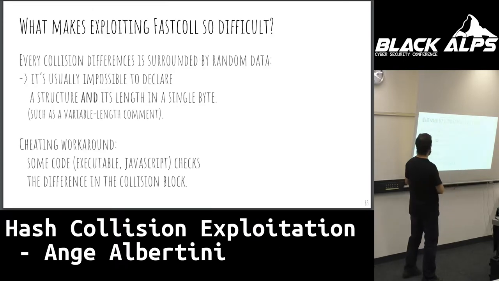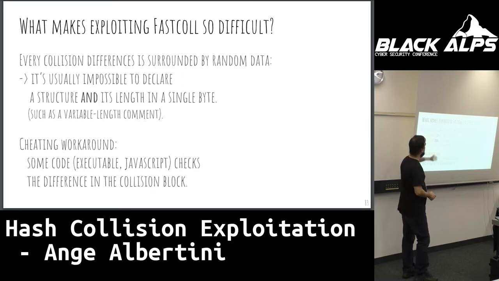So why is it so difficult? Because differences are surrounded by random data. And you should declare a valid structure for the file format, and at the same time, something that makes a difference in the rendering with a single byte that you don't even know the value of, that is surrounded by randomness.